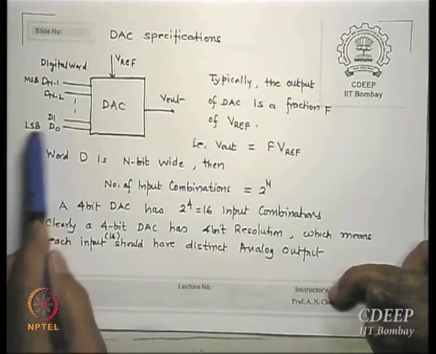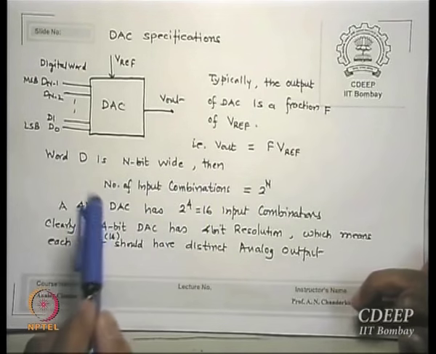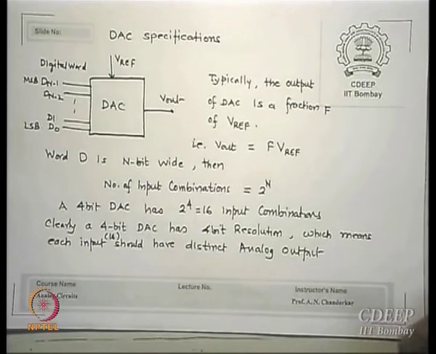As I already said, D is the word which is n bit wide. So, how many combinations it can give at the input possible? 2 to the power n. Let us say I have a 4 bit number. So, how many input combinations possible? 16 combinations, 000, 001, and so on up to 1111. So, larger the bit width of the word, larger input combinations will come.